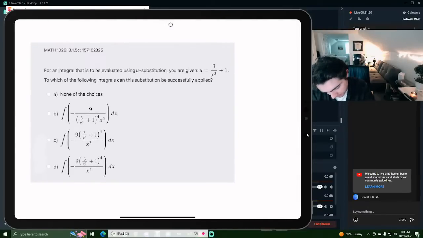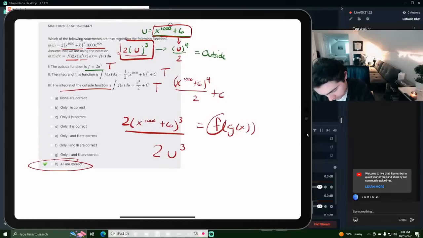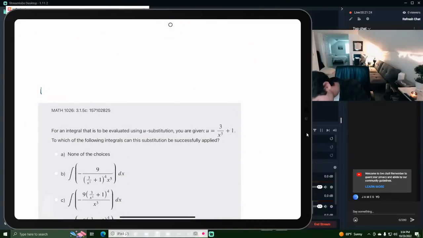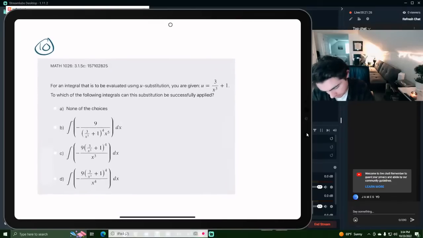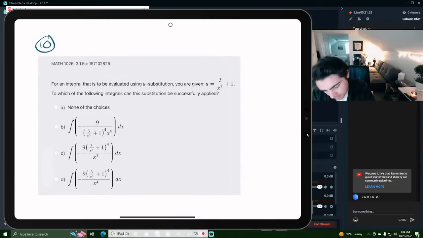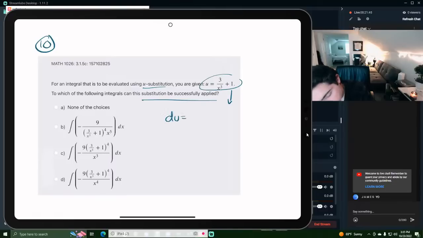All right. It's always fun messing up a problem. Let's redeem ourselves the rest of this time. Number 10. For an integral that is to be evaluated using u sub, you were given u is this. Which of the following integrals can this u substitution be successfully applied to? So what we're going to do, with any u substitution, once we find our u, is find the derivative of u. We want to find du.